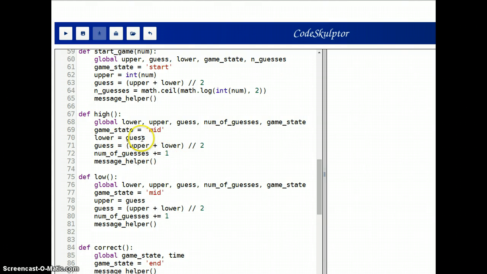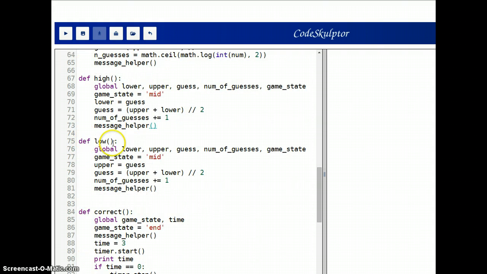So let's see what we do with the algorithm here. If it's higher, that means that the number is higher than our current midpoint. Our current midpoint is called guess, or our current guess point, so we make lower equal to guess. And then we do our formula again, where we take the upper and lower and divide by 2. And then number of guesses plus 1. And then the same thing for the lower here. If the number is lower, we do the reverse and make our upper equal that mid guess. Then upper plus lower divided by 2.